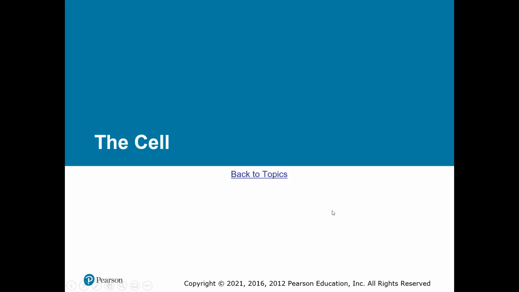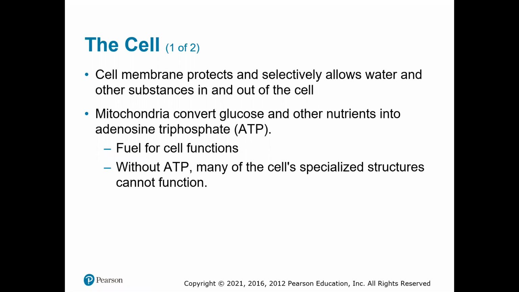The cell, basic structure of the human body. The cell membrane basically envelopes and protects the rest of the structures, keeps it all in, and it can allow water and other substances in and out of the cell. This is a way to be able to transport any water or glucose, electrolytes from one area of the body to another.